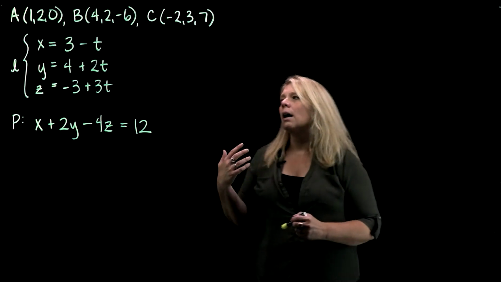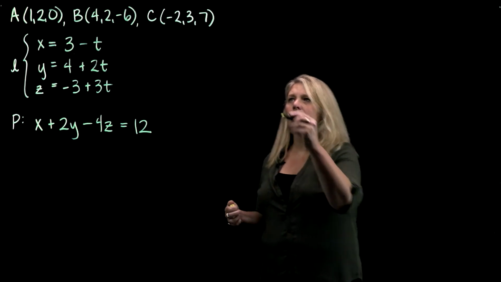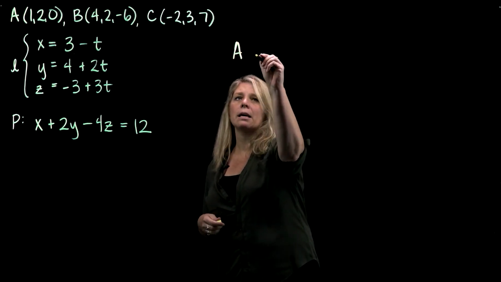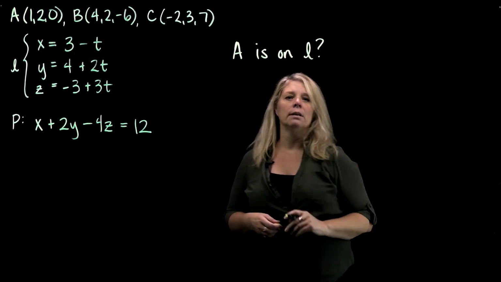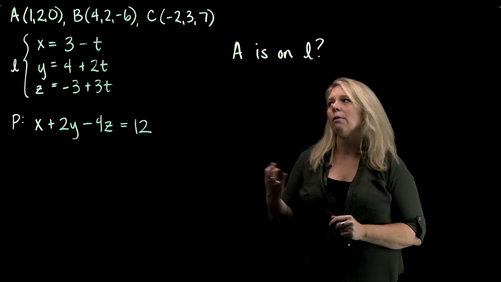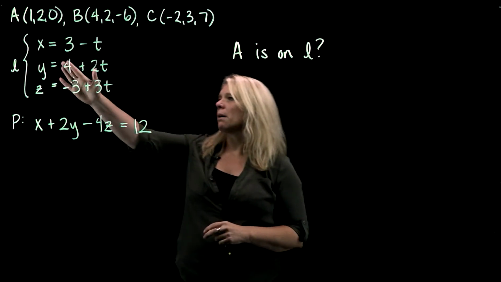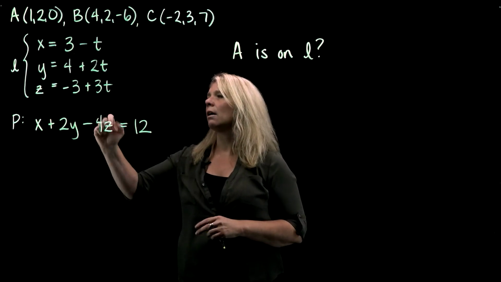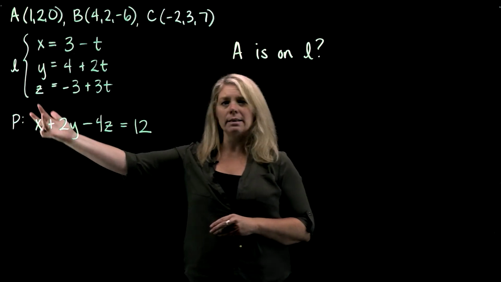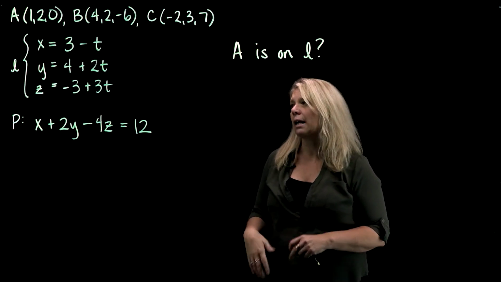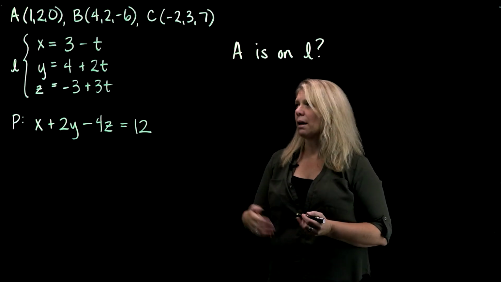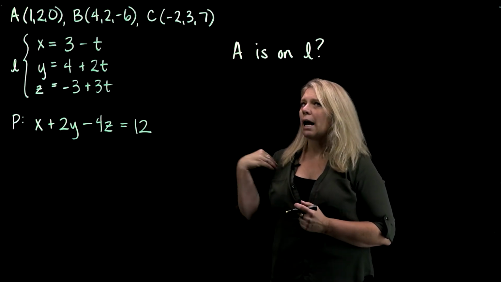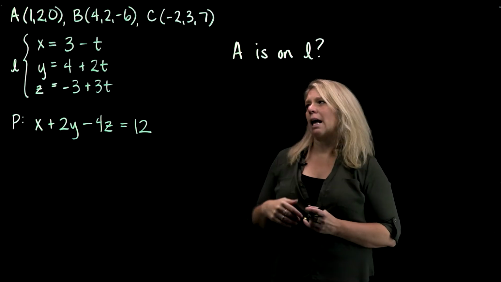All right, so we're going to start by determining whether the point A is on the line L or not. Okay, so how would we think about that? Well, we've got these parametric equations for the line L. We've got our variables x, y, and z, which represent points on the line, and then the parameter t, which may represent time or maybe not. It might just be a parameter. And so we want to think about if A is on line L.